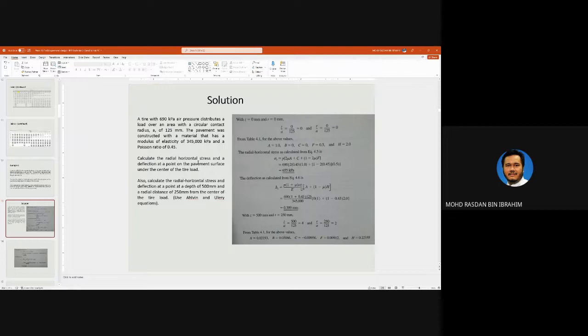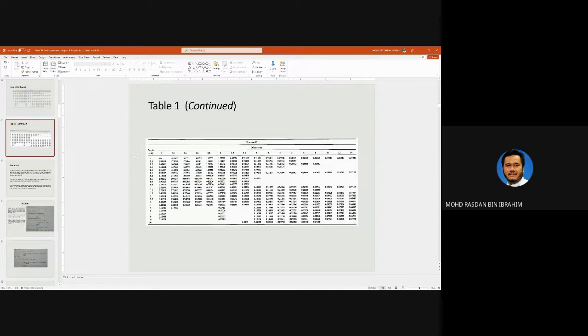Again, go back to the tables. Z over A is 4, somewhere. Where? Here, R over A is 2.